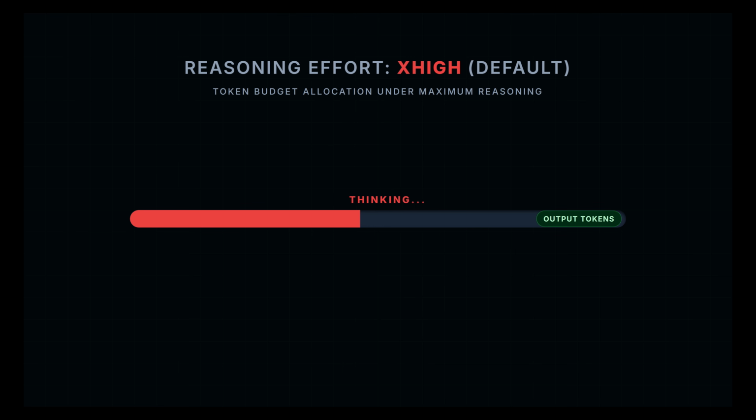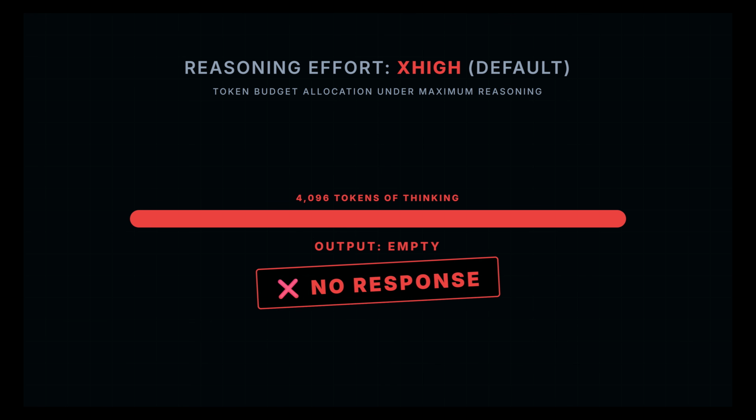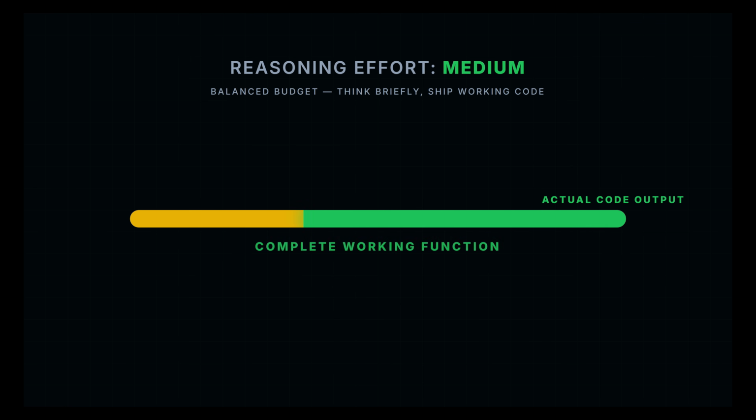That internal reasoning consumes tokens. Tokens that come directly out of your output budget. At extra high, the model can burn thousands of tokens just on thinking before the actual answer even starts. And if the reasoning exceeds your maximum token limit, the model returns nothing. It literally thinks so hard that it never gets around to answering. The model supports 3 levels: extra high, medium, and low. This is controlled by one flag when you start the server.